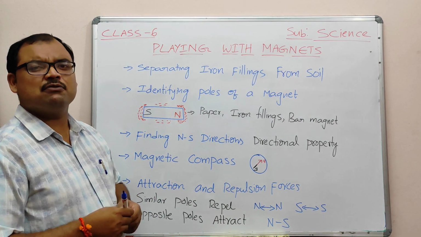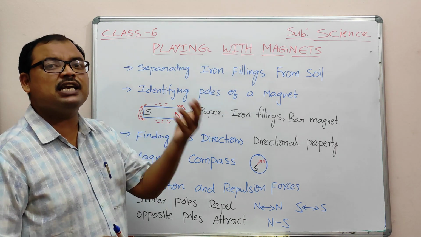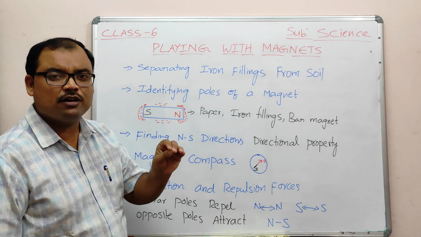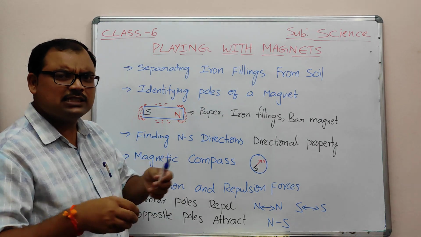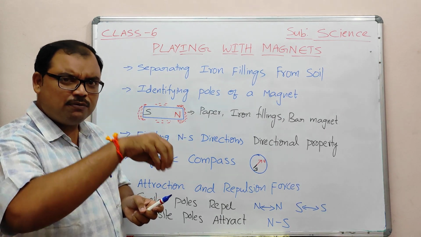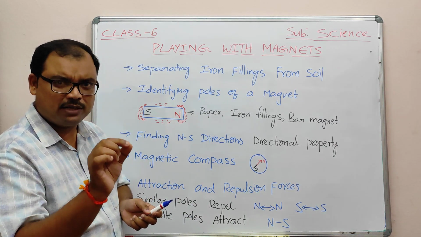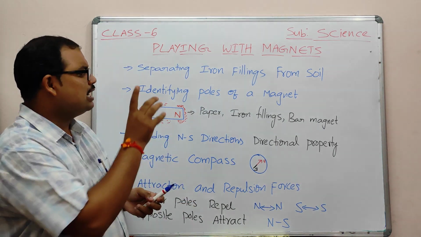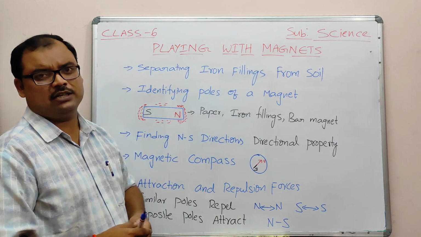So, what does it confirm? A magnet can attract iron filings even if they are mixed with other materials which are non-magnetic. The sand and other particles, paper, dust, plastic cover, those are all non-magnetic. Even though these iron filings are mixed with them, the magnet attracted only iron filings. That shows a magnet can attract iron filings. So this is how we can separate iron filings from soil.